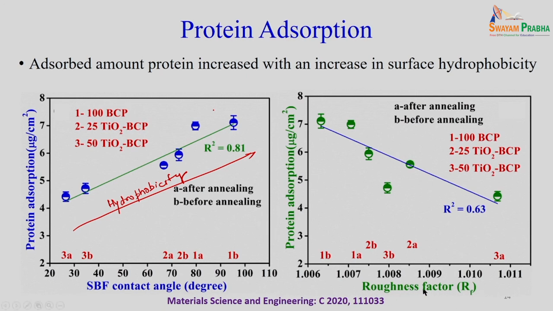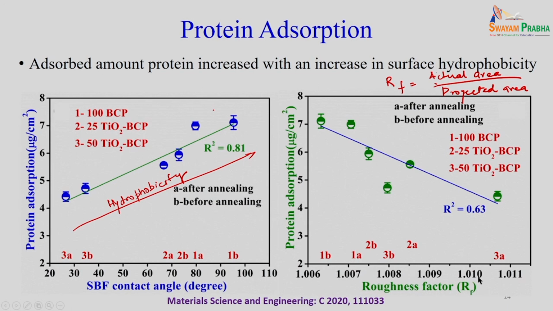Again we have analyzed the roughness factor. What is happening? We have already measured the surface roughness, and we have also calculated the roughness factor, defined as RF. I will just revise: RF is the actual area divided by the projected area. Because of the roughness, the actual area is always higher than the projected area.